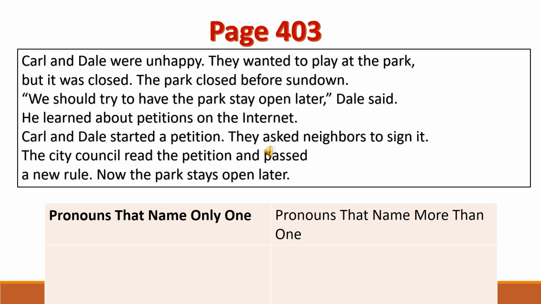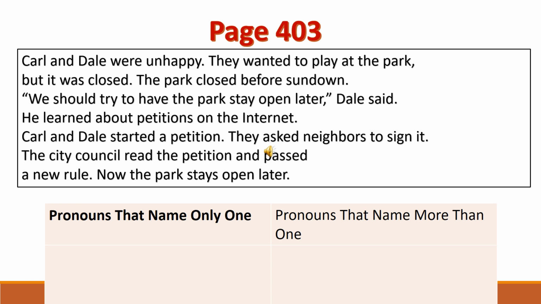He learned about petitions on the internet. Carl and Dale started a petition. They asked neighbors to sign it. The city council read the petition and passed a new rule. Now the park stays open later. Okay, very good. Now that we are done reading it, we are going to answer the application of this lesson.